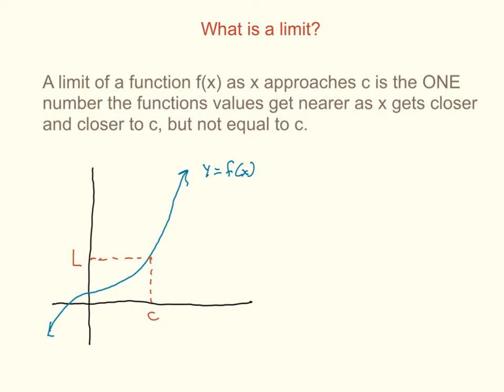Now let's take a look at what exactly a limit is. A limit of a function f of x as x approaches c is the one number the function's values get nearer to as x gets closer and closer to c, but not equal to c. Let me say that again. A limit of a function f of x as x approaches c is the one number the function's values get nearer to as x gets closer and closer to c, but not equal to c.